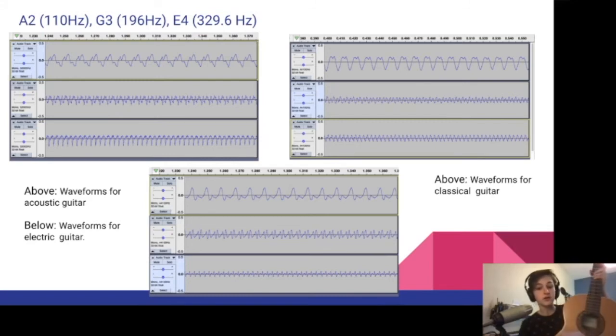By itself, it's already quite a bit louder than the acoustic guitar, which makes sense because it has a bigger body.